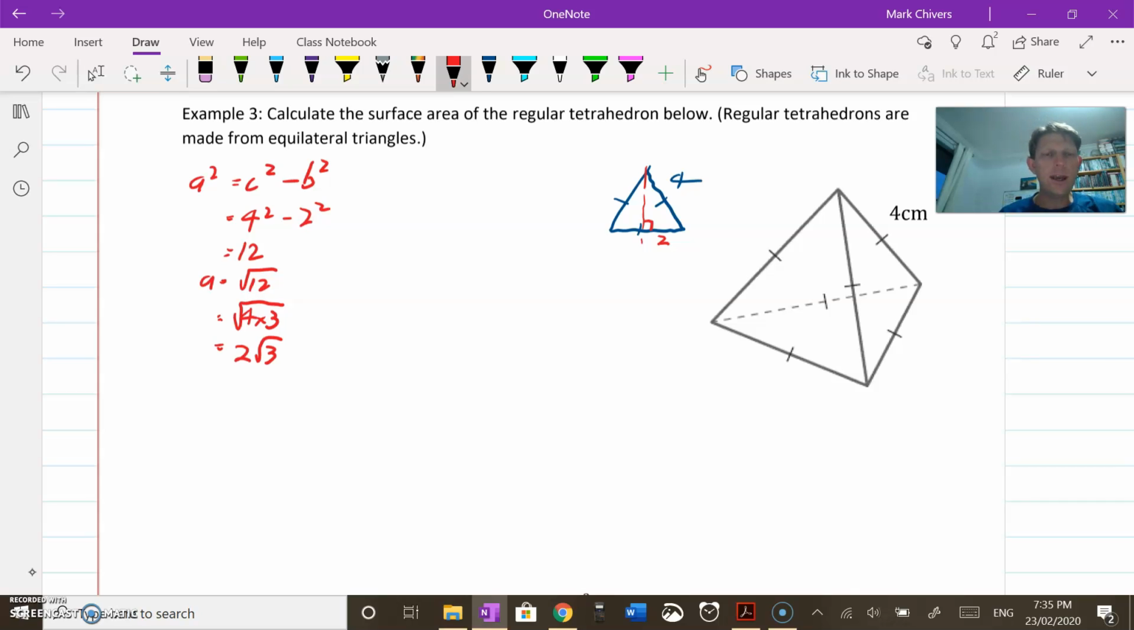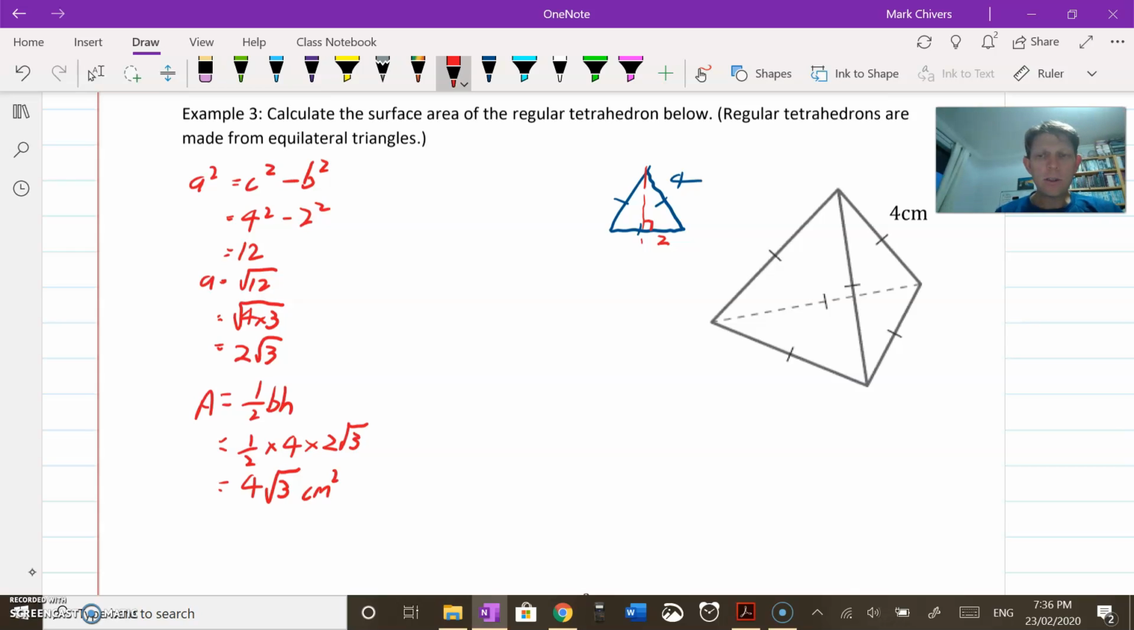The advantage of not calculating now is that we can keep it more exact. So now if we think about the area of our triangle, area of any triangle is half base times height. So what we've actually got is a half of the base, which is 4, times the height, which is 2 root 3. So a half of 4 is 2, 2 times 2 is 4, so we're going to end up with 4 root 3 as the area of the triangle. Obviously that's going to be in centimetres squared.